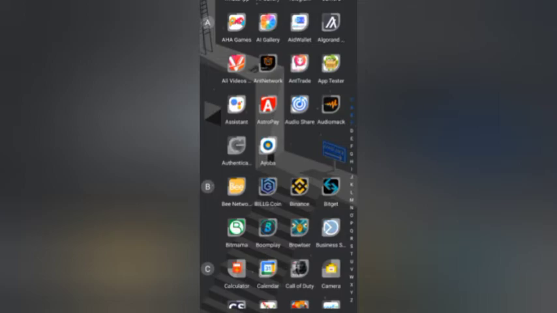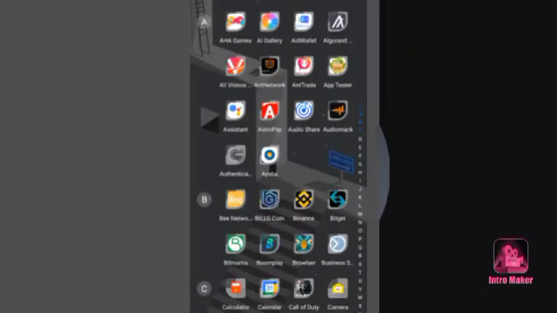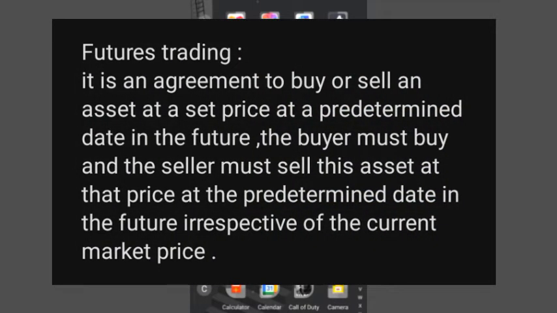Now, let's dive straight into it. Futures trading is nothing else but just an agreement to buy or sell an asset at a set price at a predetermined date in the future. Now, the buyer must buy these assets and the seller must sell these assets at that price at a predetermined date in the future, irrespective of what the current market price is then. So basically, in futures trading, you are either making a purchase in the future or selling an asset in the future, having reached an agreement today to buy an asset at a certain price, which the transaction must hold in the future.